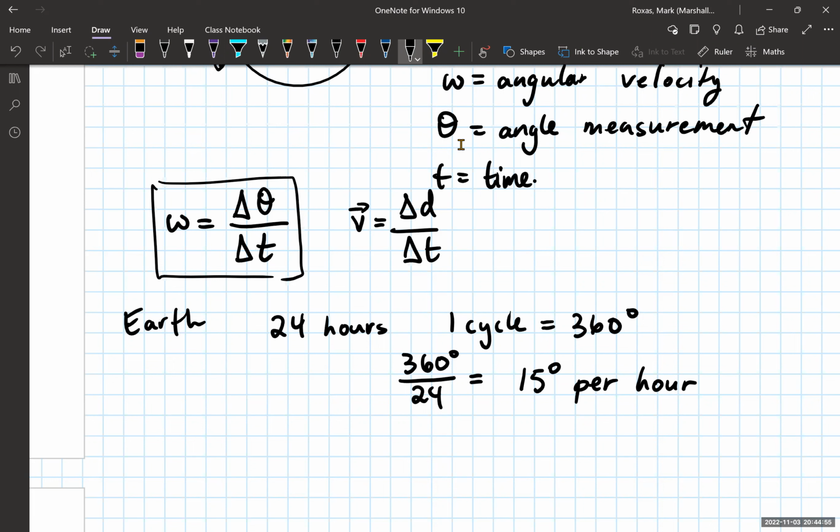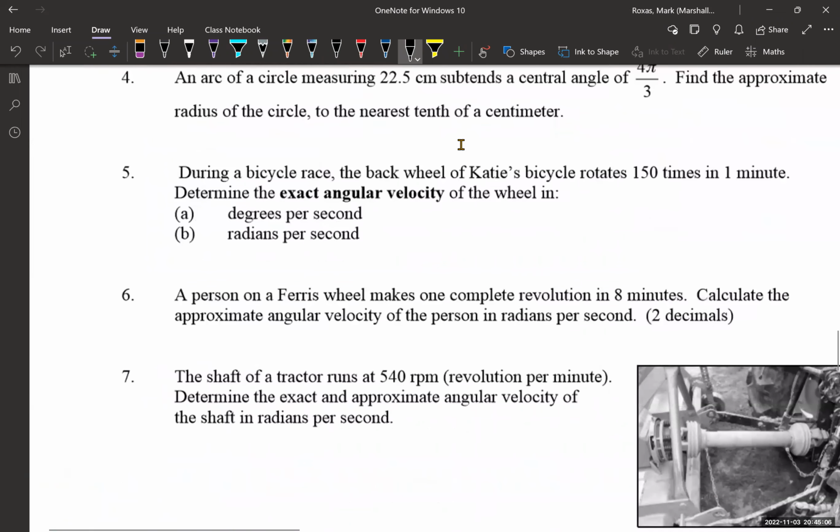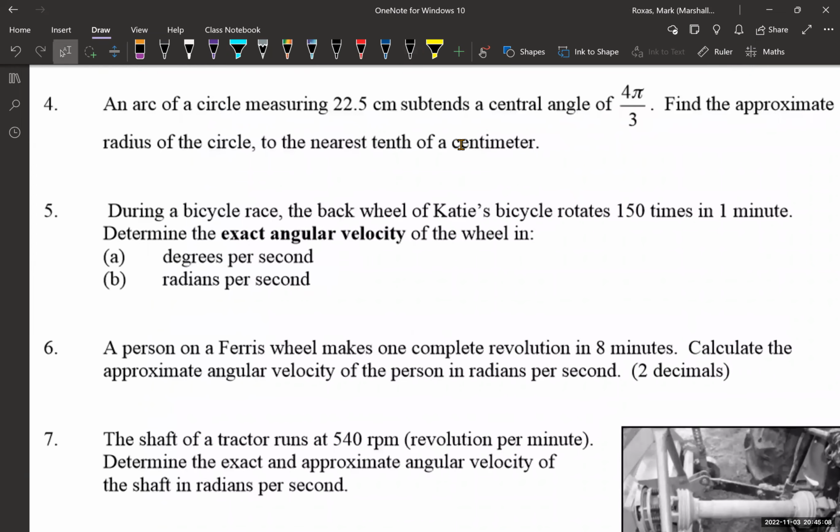But now when we do angular velocity, we're also going to be doing it either with degrees or with radians. Okay, so going back to the bicycle example, here we have Katie's bicycle rotating 150 times in 1 minute. Determine the exact angular velocity in degrees per second and radians per second. Okay, so again, if I use that formula for angular velocity, we have the change in theta over the change in time.